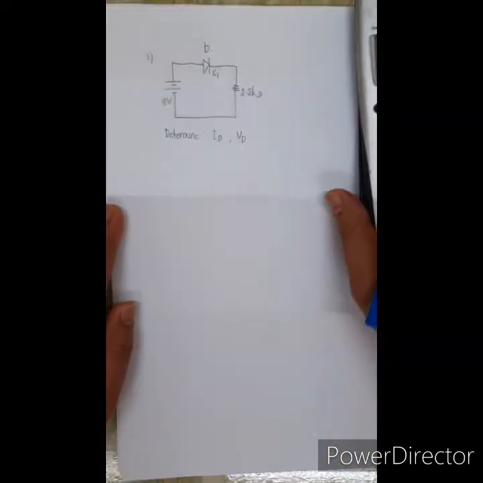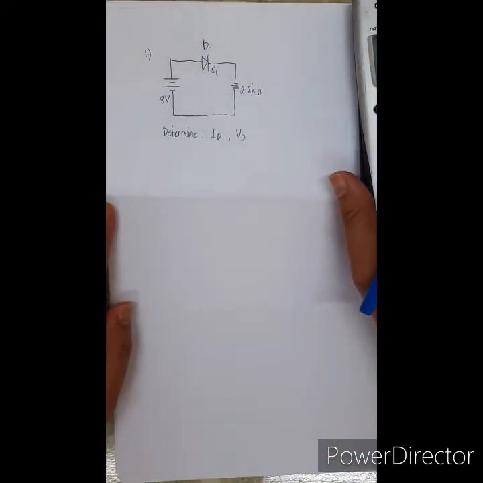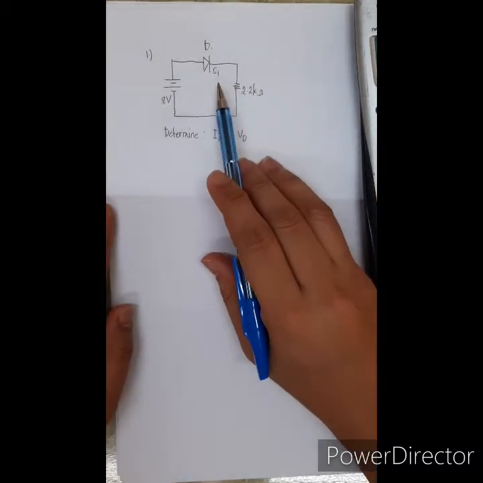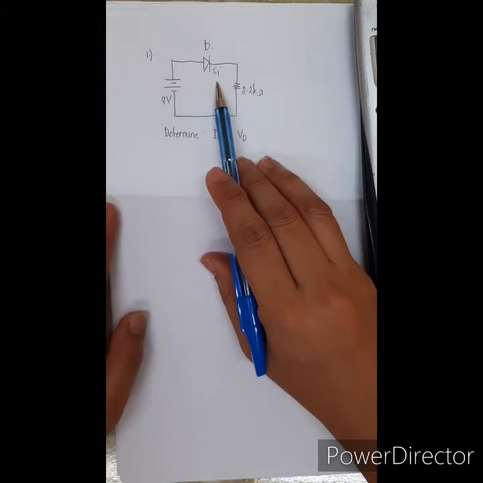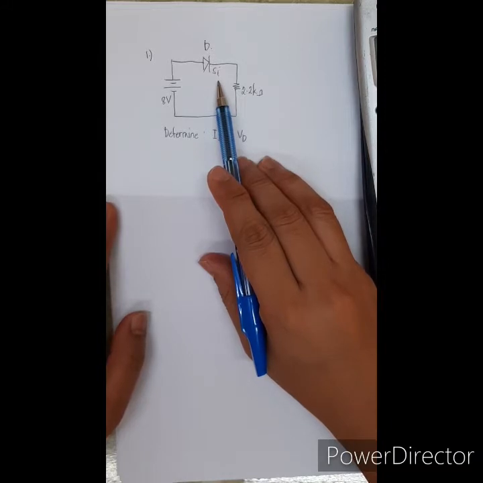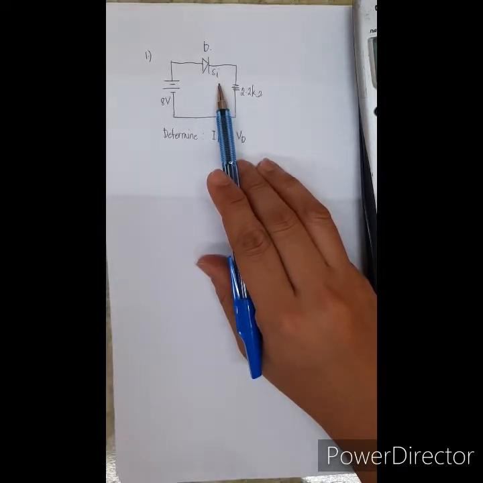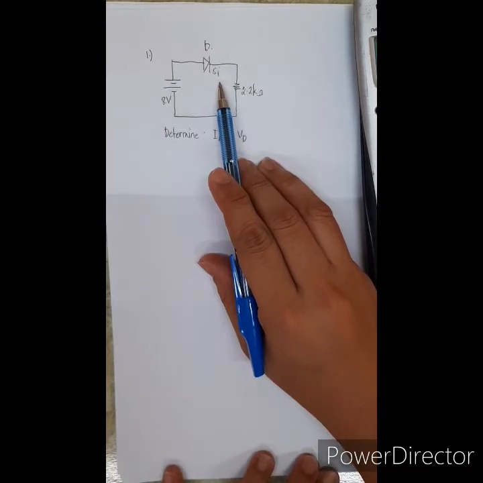So, paano natin hahanapin ang unknown dito? So, if a diode is given as silicon, automatic na ang gagamitin natin na diode equivalent circuit is the simplified model. Okay? But first, kailangan nating alamin kung what type of bias is used for the diode.